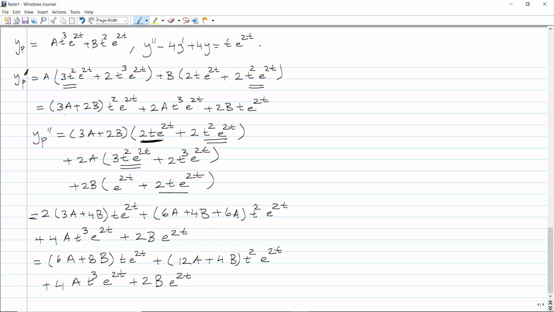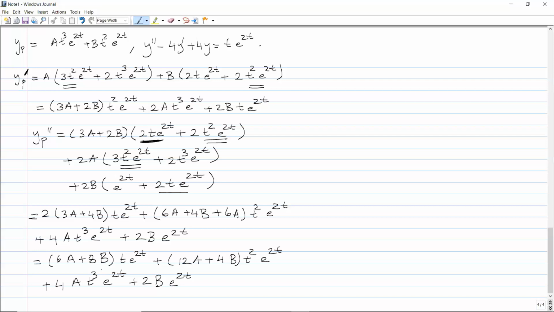Okay, 3a plus 2b t squared e to the 2t. Yes. Oh, I'm sorry. This is only the second derivative. I didn't plug it into the equation yet. I'm sorry. So let me check my second derivative.